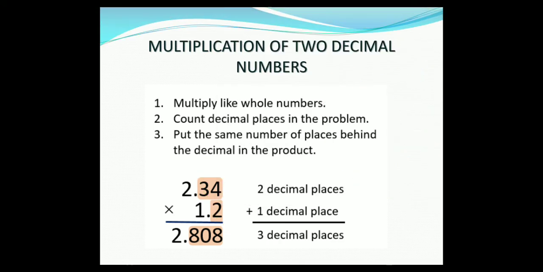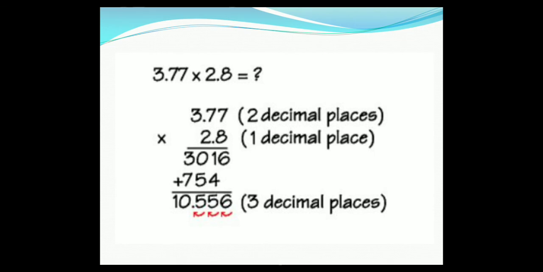Let me explain with another sum. So here I have 3.77 into 2.8. Always remember, you should not say it as three point seventy-seven, it is wrong. You should pronounce it as three point seven seven. After the decimal point you should say each digit as a number, not as seventy-seven. Clear? So you have to multiply. How will you multiply? First, I have written the decimal numbers in decimal form.